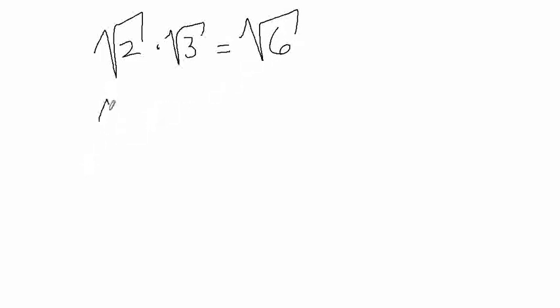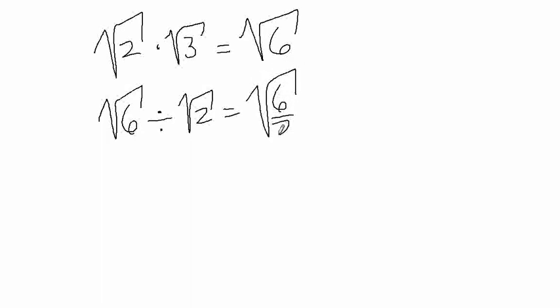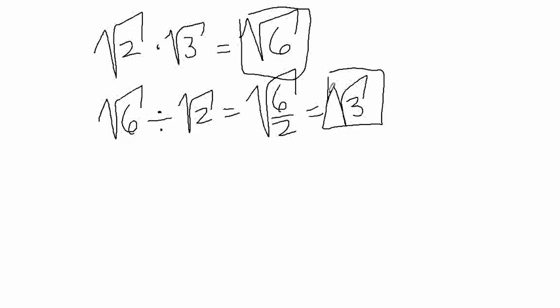If you wanted to simplify the square root of 6 divided by the square root of 2, then I can replace that with the square root of 6 over 2, which simplifies to the square root of 3. All right, so we're going to do the same thing when we have variables.